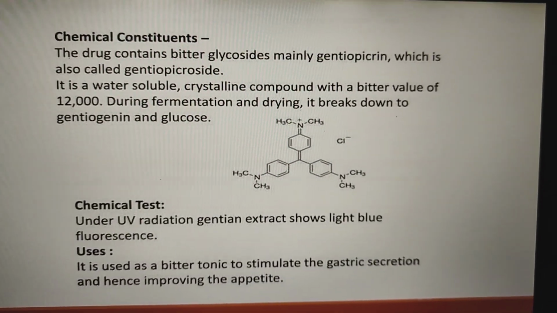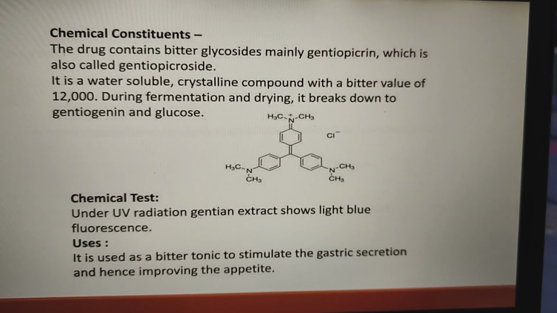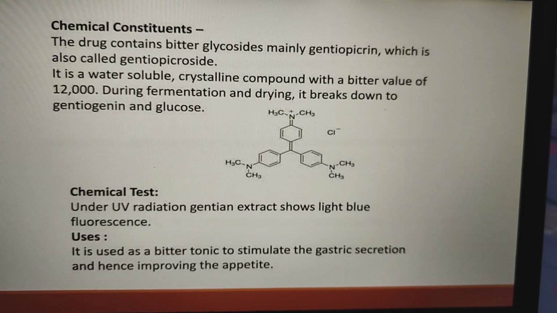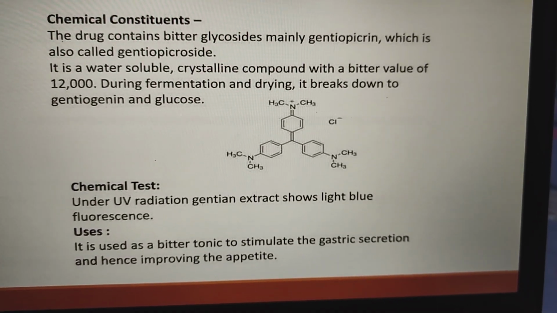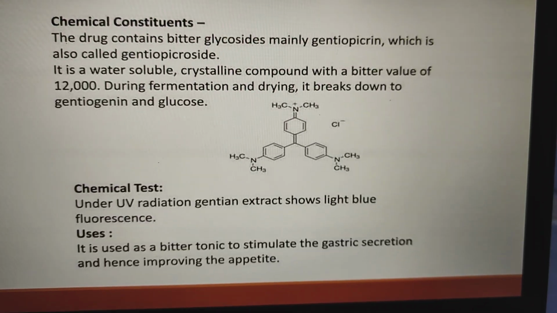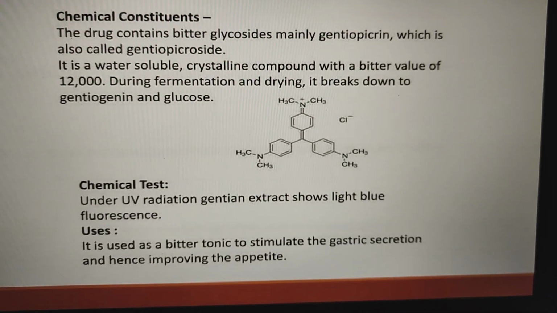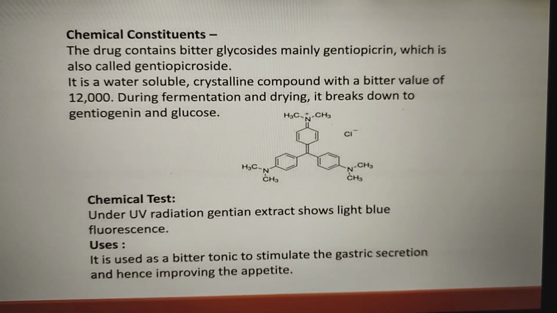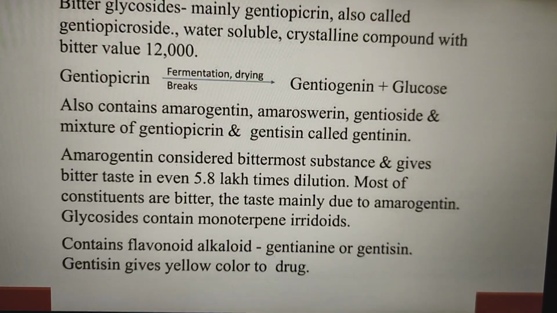This drug contains a bitter glycoside, mainly known as gentiopicrin, which is also called gentiopicroside. It is a crystalline, water soluble compound having a bitter value of 12,000, and during fermentation and drying it breaks down into two molecules, that is gentiogenin and glucose. Then chemical test: gentiopicroside shows a light blue fluorescence under UV.